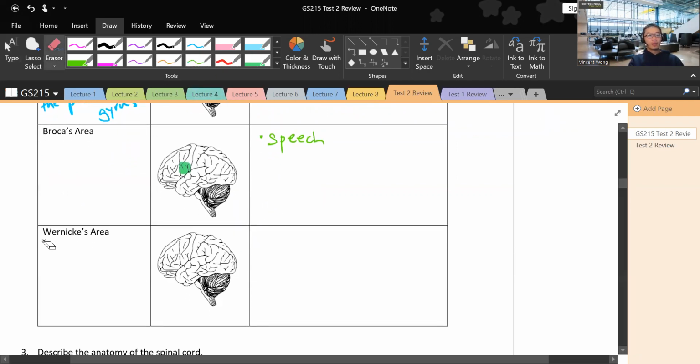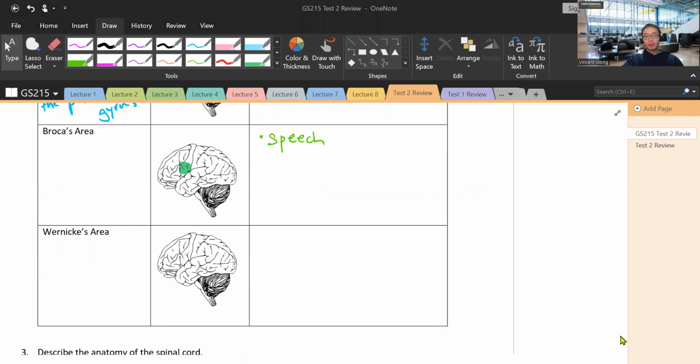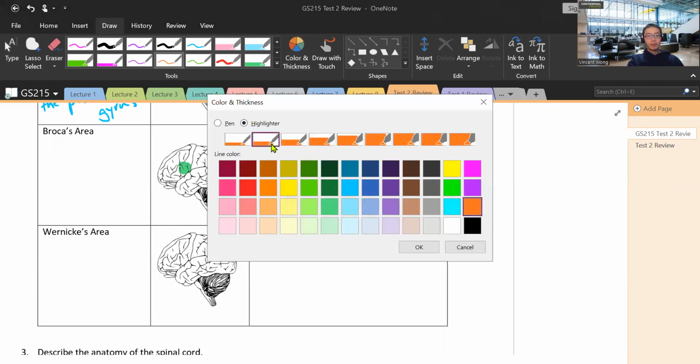Okay, what about the Wernicke's area? Where do you find the Wernicke's area? What lobe is it going to be in? Anybody remember? Wernicke's area. Yep, also on the left side, but the temporal lobe is correct. Okay, so it's going to be right here.